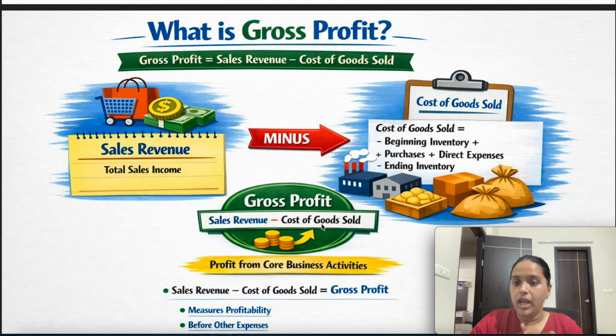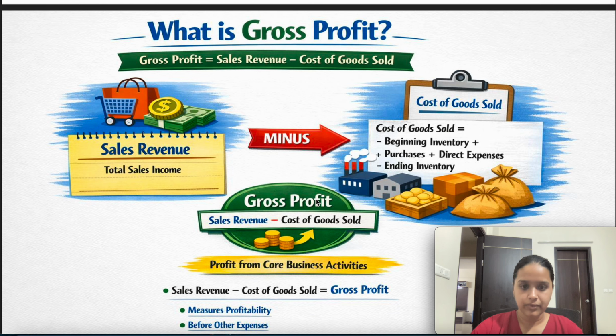But their main purpose is also to know how much profit they have generated from the direct selling of the goods. So for that purpose we have to prepare a trading account, and the formula for calculating the gross profit is revenue or sales minus cost of goods sold. And cost of goods sold you will calculate as opening inventory plus purchases plus direct expenses minus ending inventory. It represents how much you have paid for the purchase of the inventory.